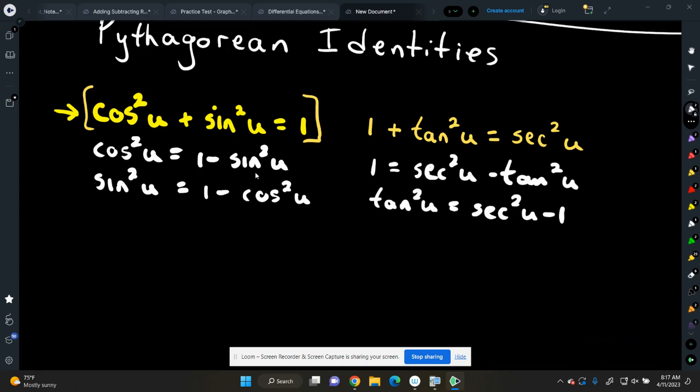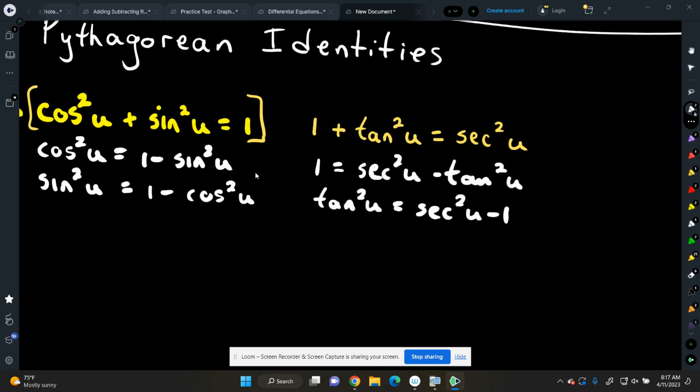Okay, again, I don't memorize these. I just try to recognize them. Anytime I have two trig functions that are squared and a 1 in the equation, I'm thinking somehow it's got to be a Pythagorean identity. And I just kind of manipulate it to figure that out, okay?